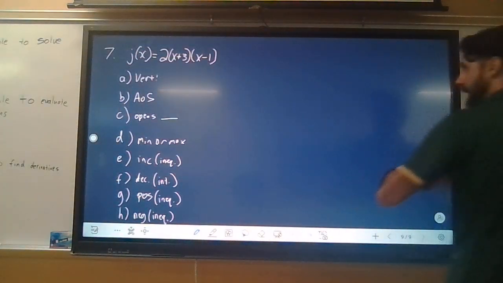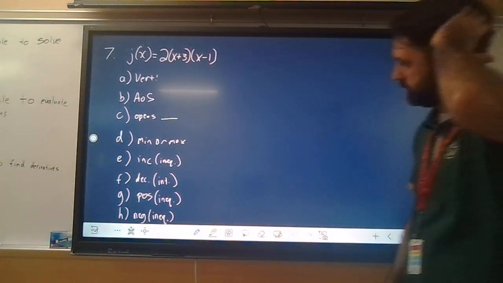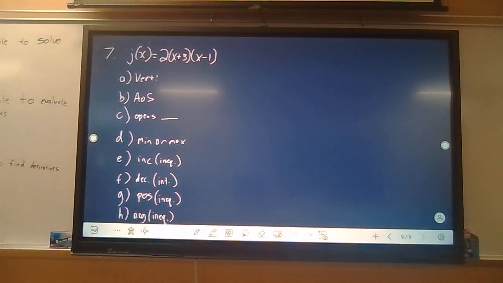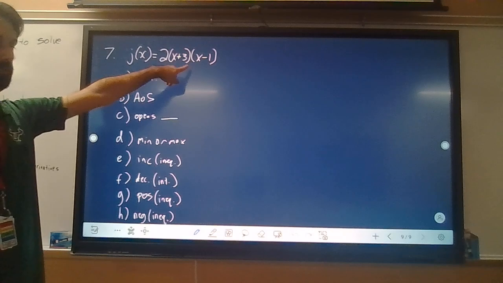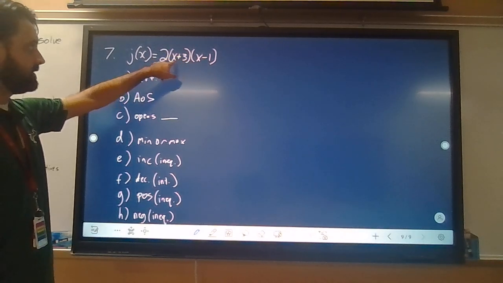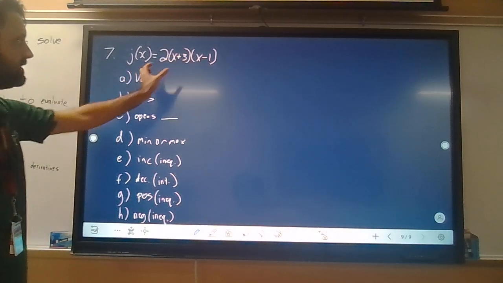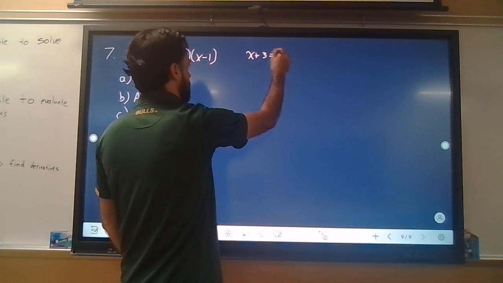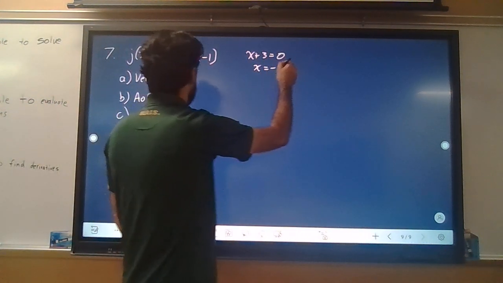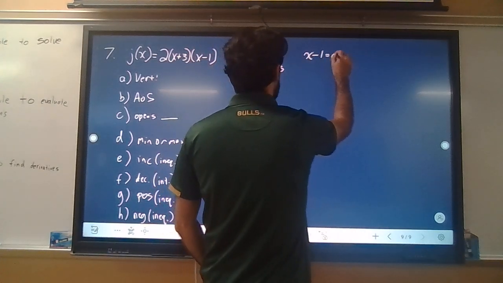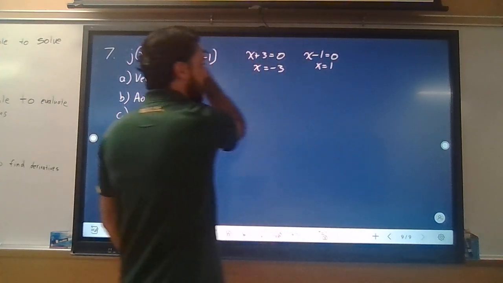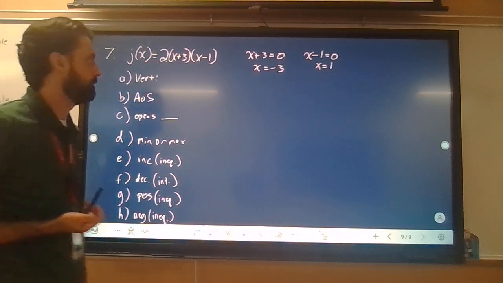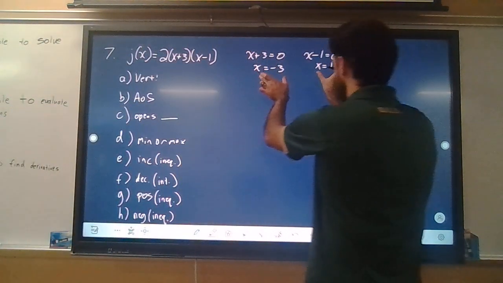All right, last one that I'm going to go over in this video, and maybe I'll get to the other ones next week. Maybe not, we'll see. So this is in factored form or intercept form. When it's in this form, we want to set what's in the parentheses equal to 0. Set x plus 3 equal to 0, and subtract 3, and set x minus 1 equal to 0, and add 1. We don't use the 2 because there's no x there. If there was, I would set 2x equal to 0 though. All right, so these are our zeros.